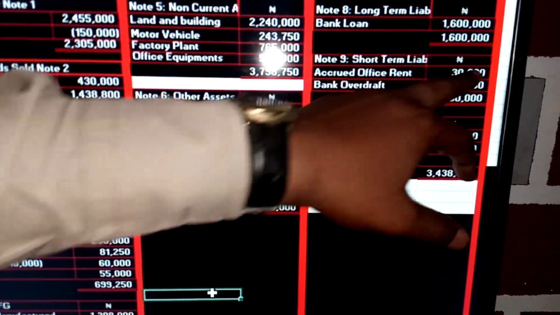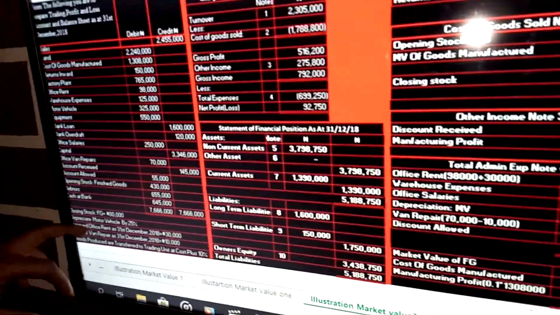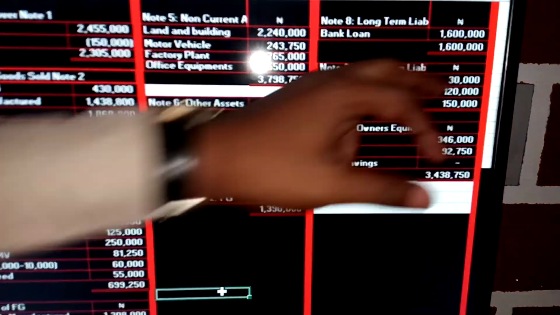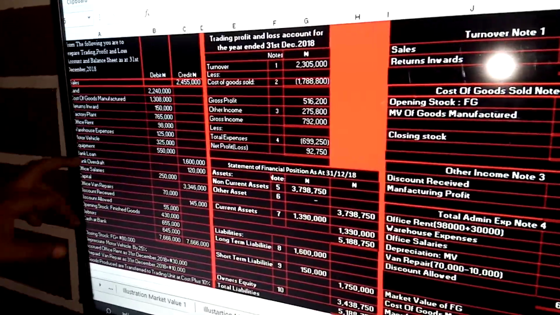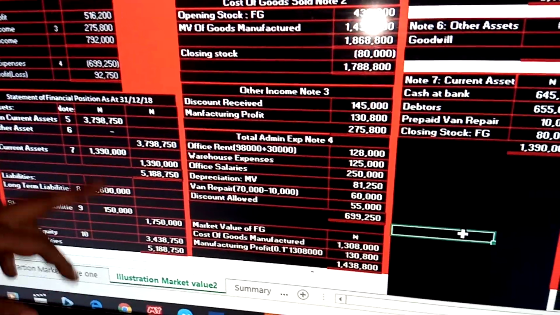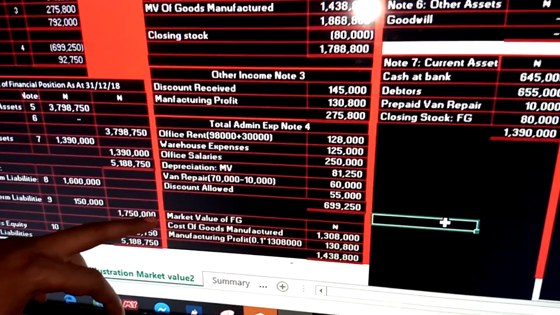Accrued office rent, we have 30,000. It's in the question. You can see accrued office rent here, 30,000. It has also increased our rent for the period. So bank overdraft, 120,000, is in the question. So we have 150,000. Short-term liability, 150,000. Okay. When you add it together, you have 1,750,000. The next one is what?